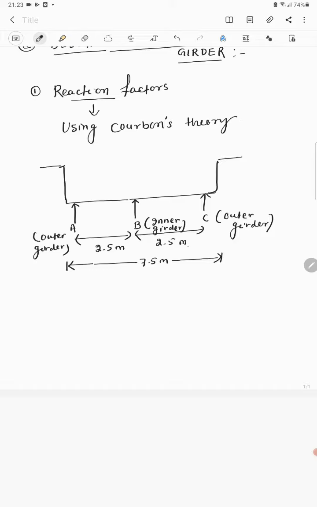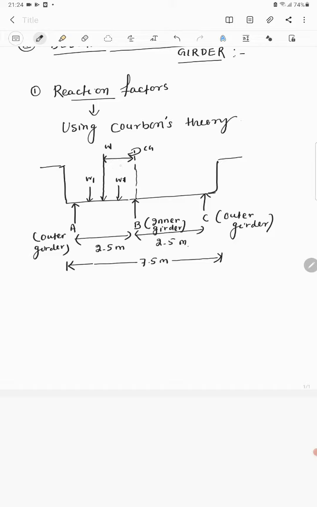This total distance is 7.5. So this is the centroid of the bridge, the CG of the bridge. So let's place the load, a class A tracked vehicle. Let's say this is W1, this is W2. So your resultant load will be, let's say here, W. Actually, these two values are the same. This is W1, this is also W1. And the eccentricity will be the distance from the resultant force to the CG.